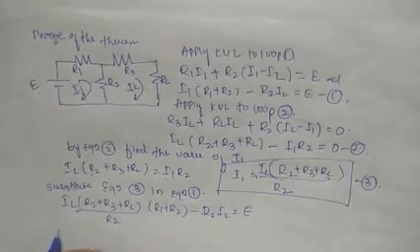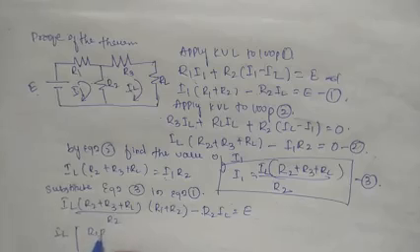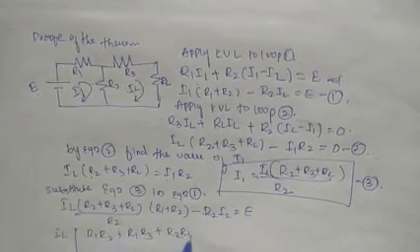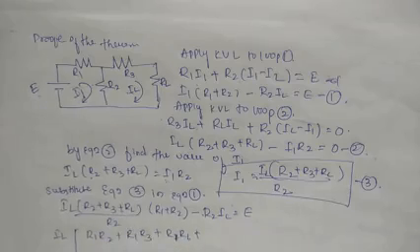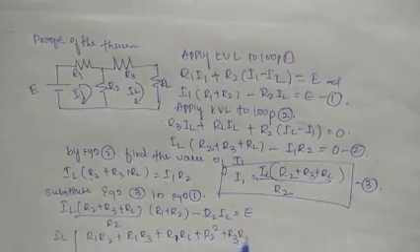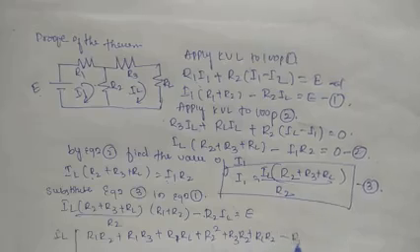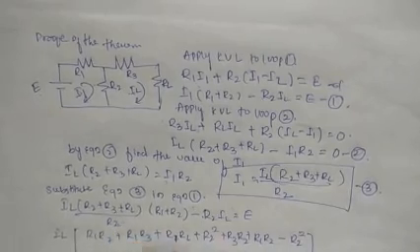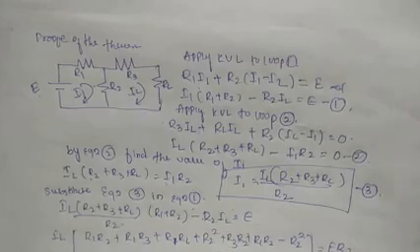Take the LCM and take the common of the IL. Multiply those: R1 R2, R1 R3, R1 RL, R2 square, R3 R2, RL R2, minus, take the LCM R2 square. This denominator goes to the numerator, E R2.